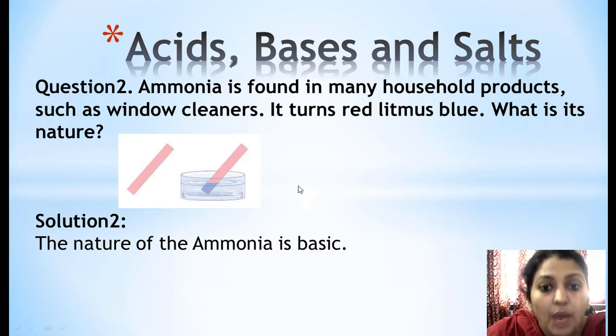Question number 2. Ammonia is found in many household products such as window cleaners. It turns red litmus blue. What is its nature? So as it turns red litmus to blue, what is the nature of that substance? It is a base, isn't it? So here is the answer. The nature of the ammonia is basic. You can see in the picture red litmus turning into blue, indicating that ammonia is a base.